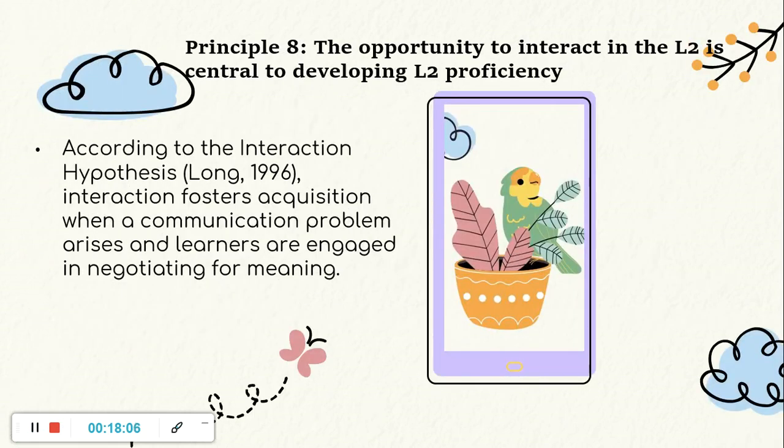Principle number 8, the opportunity to interact in the L2 is central to developing L2 proficiency. It is useful to consider the relative contribution of output and input to acquisition. It is also important to acknowledge that both occur in oral interaction and that both computational and sociocultural theories of L2 acquisition have viewed social interaction as the matrix in which acquisition takes place.